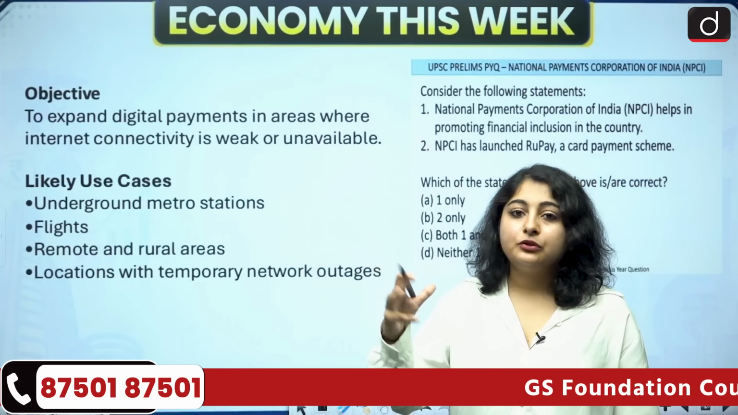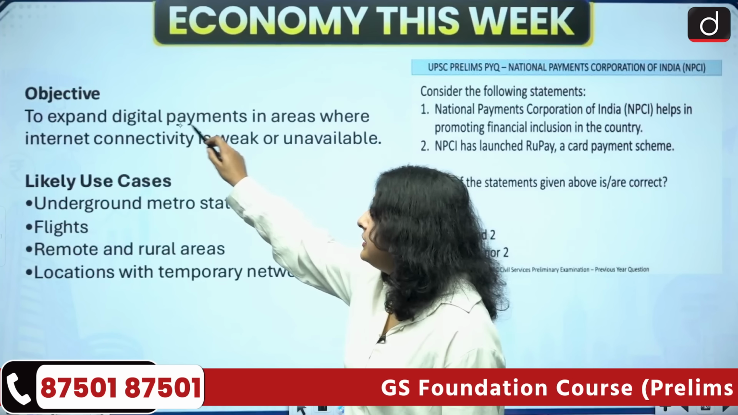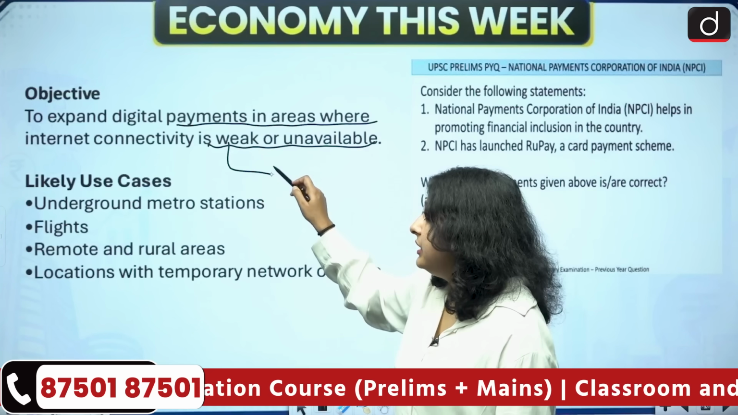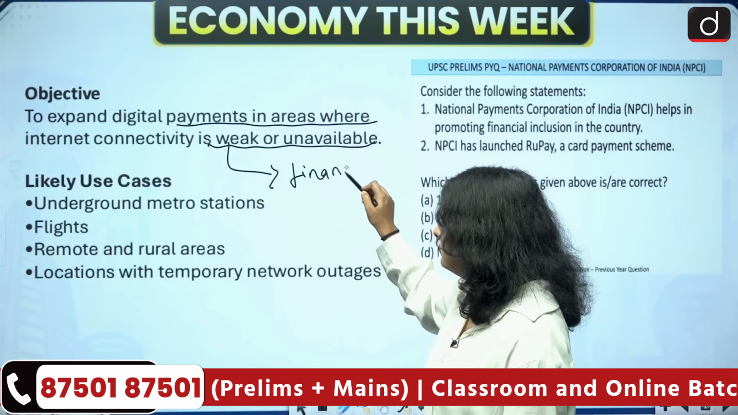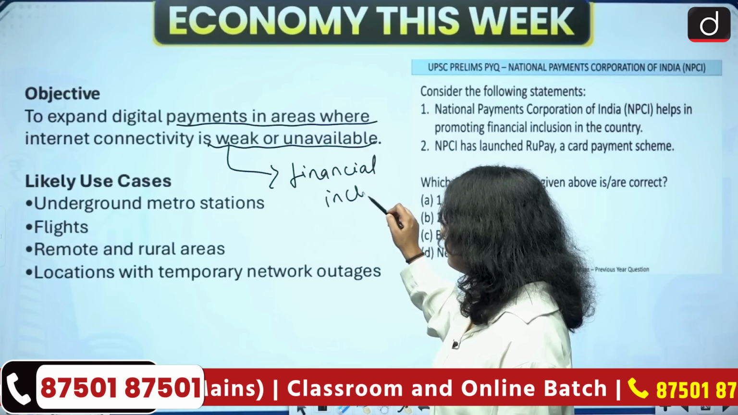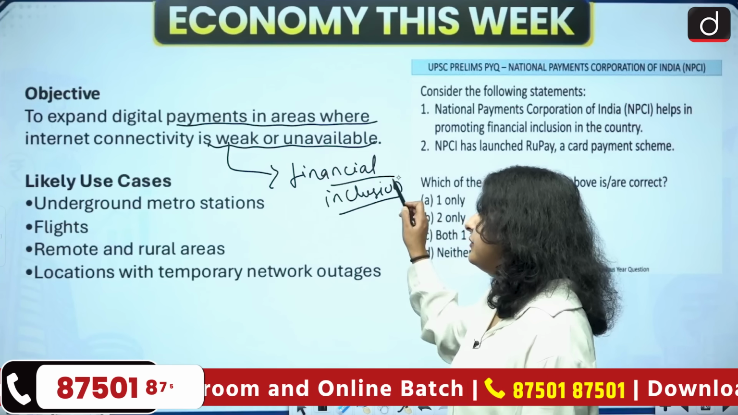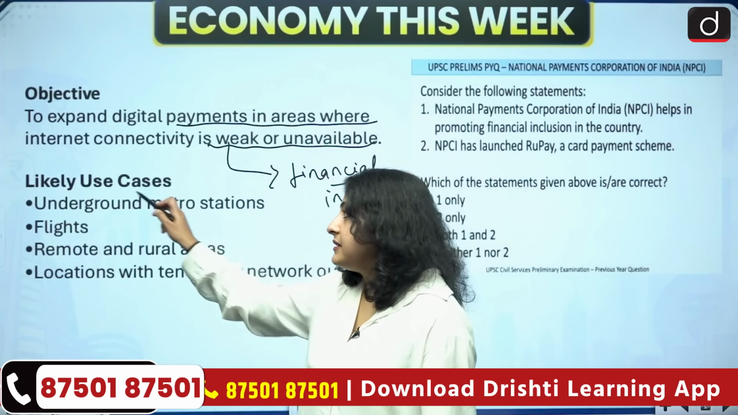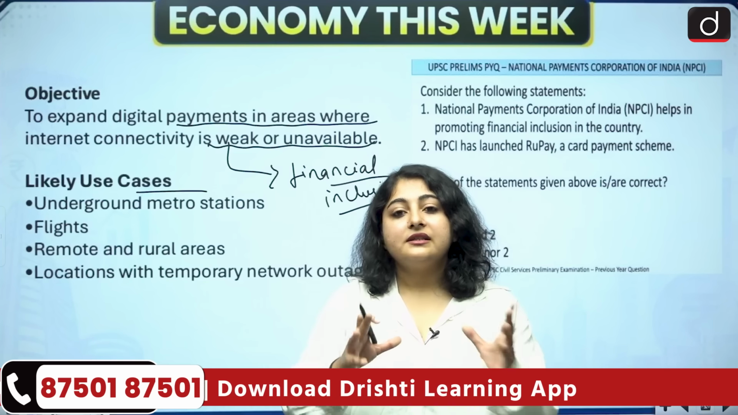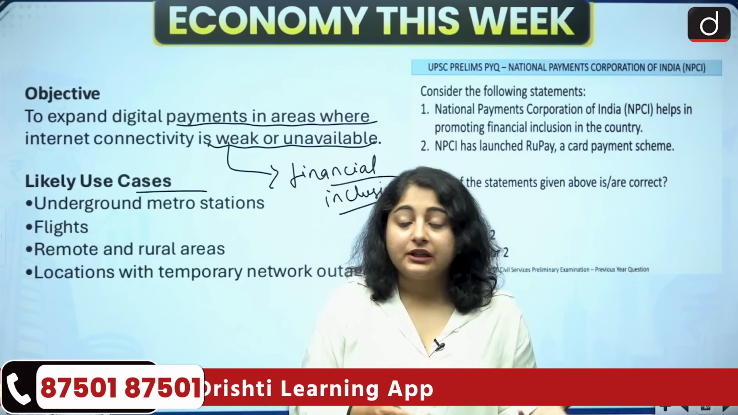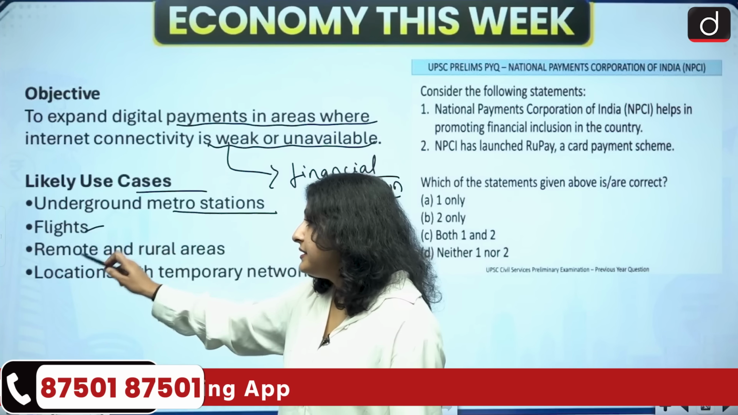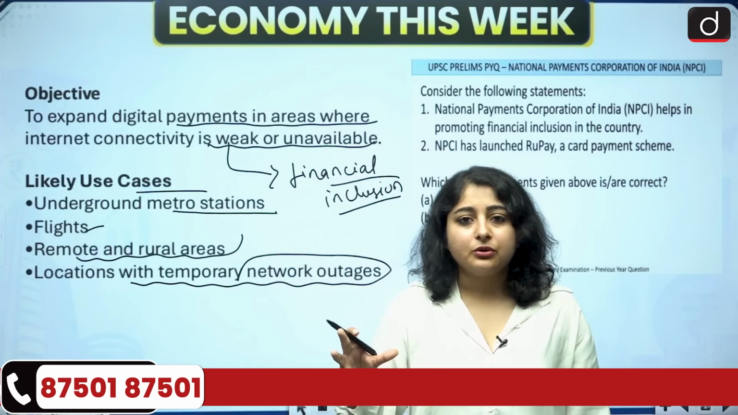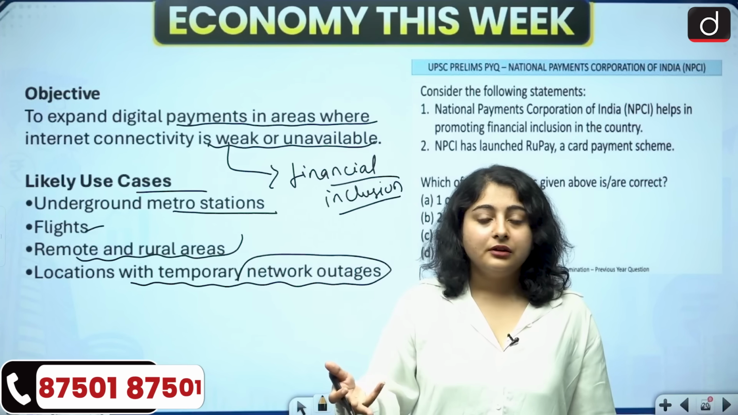Now, what is the objective? The objective of this initiative is to expand digital payment in areas where internet connectivity is weak or unavailable. It will also improve our financial inclusion. The people who do not have an internet connection can also make UPI transactions. Now, likely use cases. Whenever we are at places where there is no internet connectivity, like underground metro stations, flights, remote and rural areas, or locations with temporary network outage. Sometimes there is a network outage. During these situations, you can make a UPI transaction.